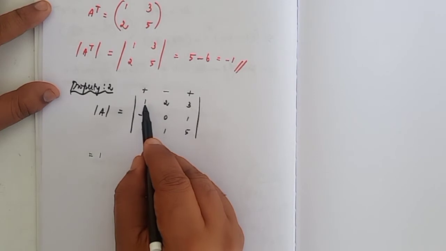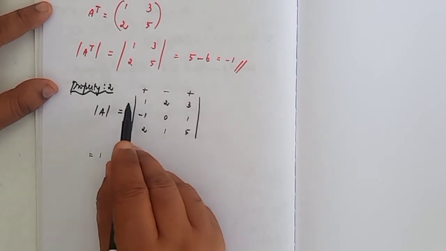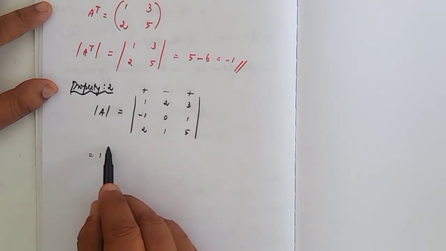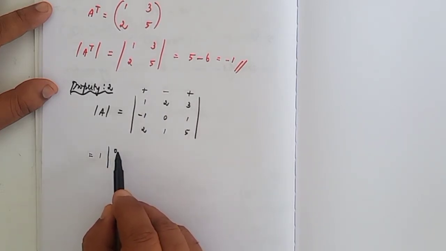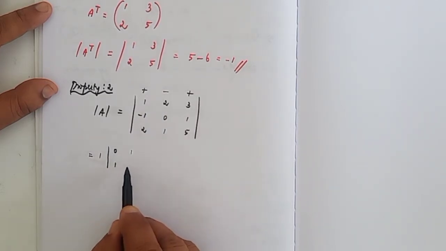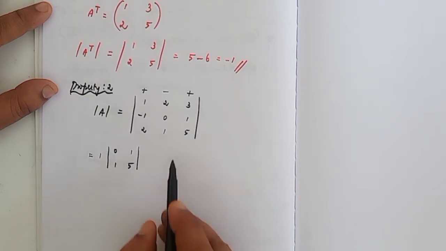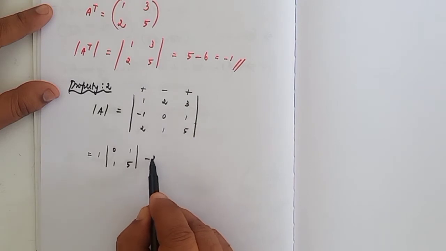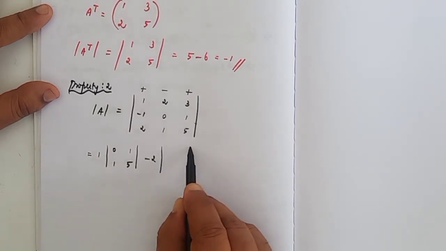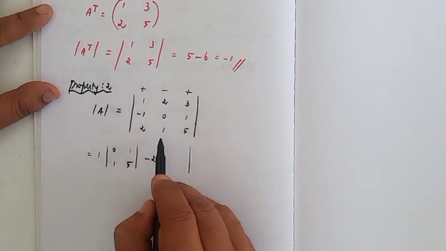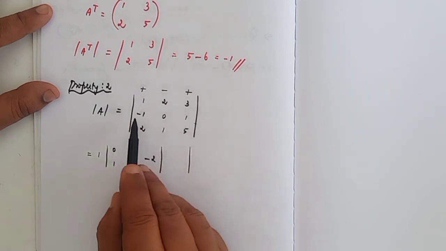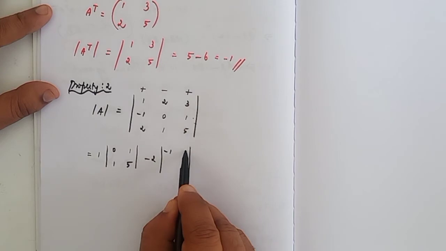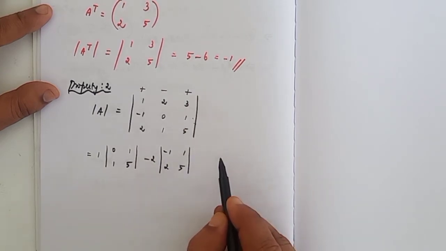The row and column containing the element should be eliminated. These 4 elements are left out, and they should be written as a 2 by 2 minor: 0, 1, 1, 5. Next, minus 2 into. The row and column containing the element should be eliminated. These 4 elements are left out: minus 1, 1, 2, 5.